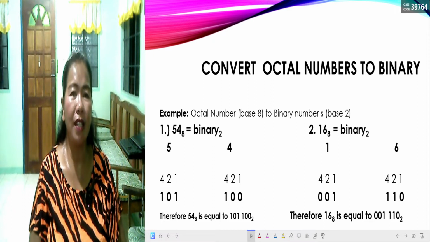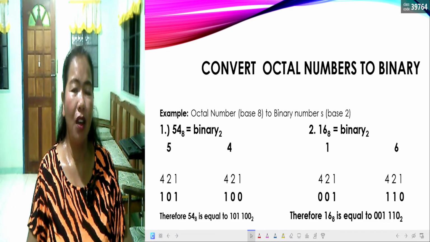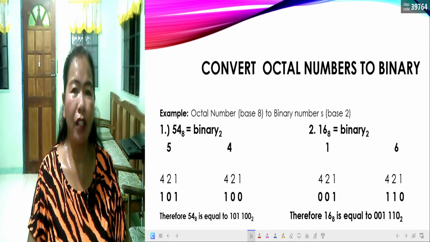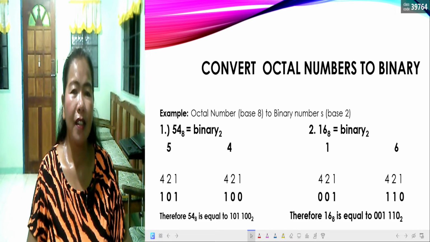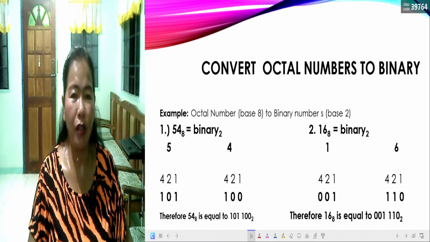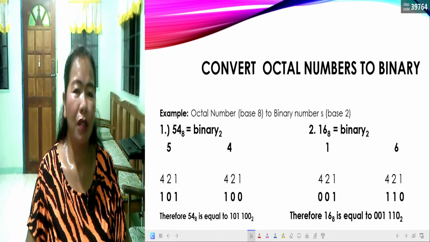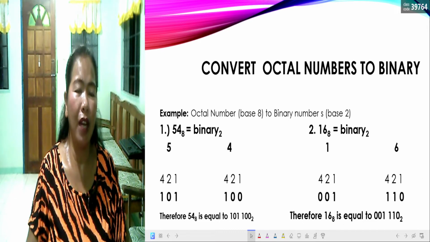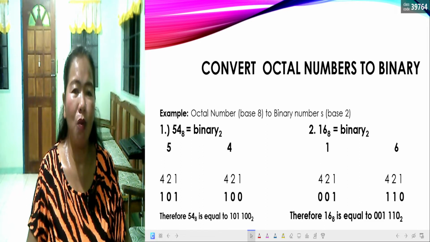Okay, so the next example is 16 in octal number, converted to binary. Again, you have to separately write 1 and 6. Even if the value is only 1, you have to write it in 3-digit form. So 1 could be written only as 001, even if the value is only 1.